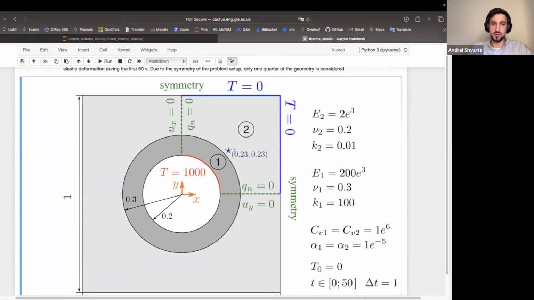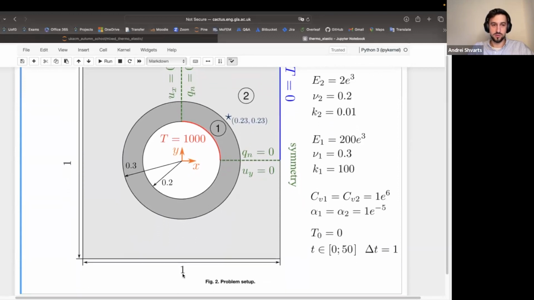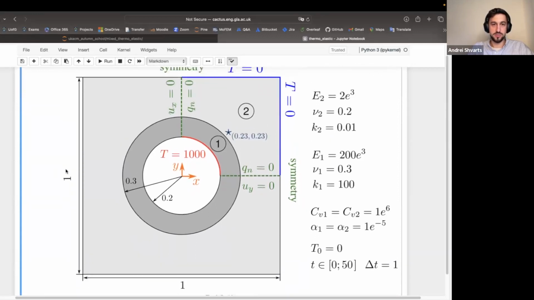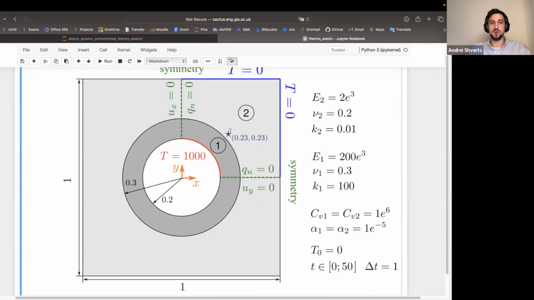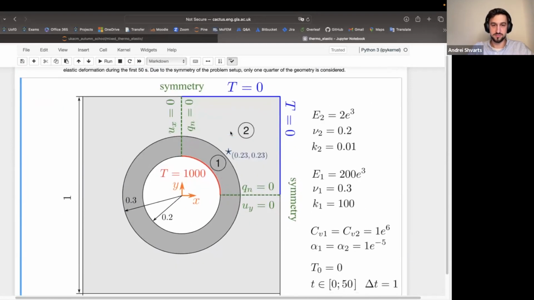In particular, we're going to look into this point symbolized by a star, with those coordinates over here, which are relative to the coordinates of the whole domain. And this is where we're going to check the solution of all the three fields to see the convergence.